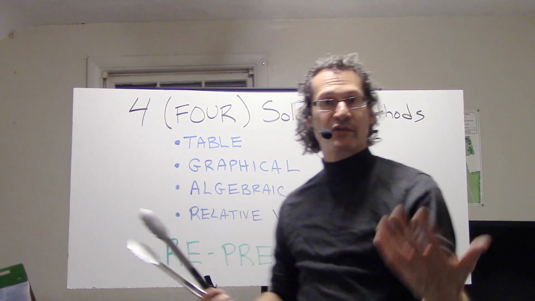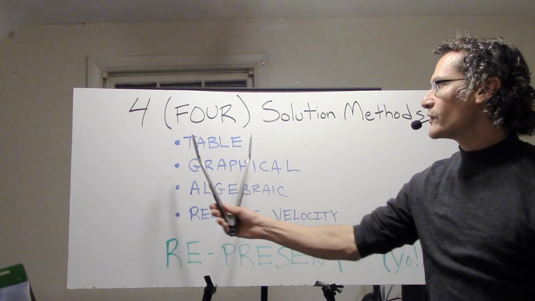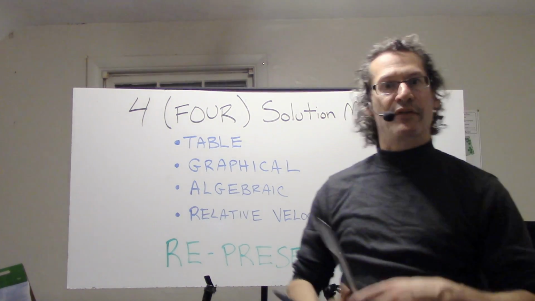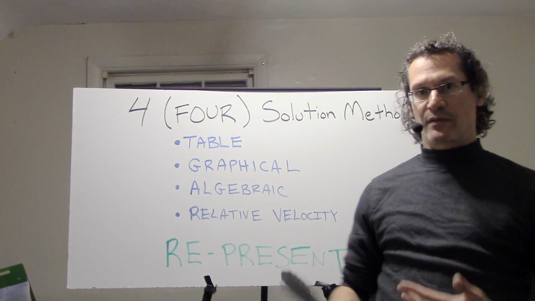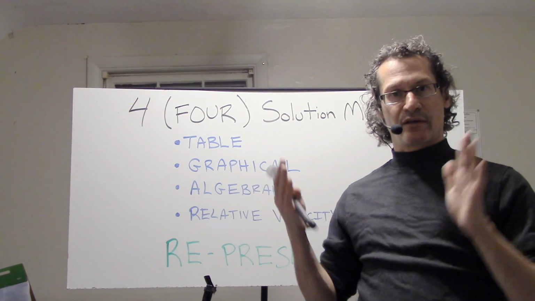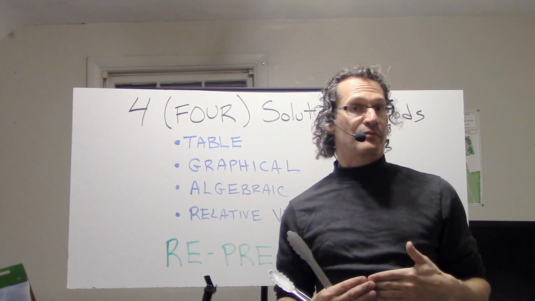And so, a quick summary of the 4 solution methods for relative velocity. We start off with the table method. The table method, we just kind of churned out the numbers based on the simplest relationships between the velocity of car 1 and car 2, cranked them out and tried to narrow down the answer.